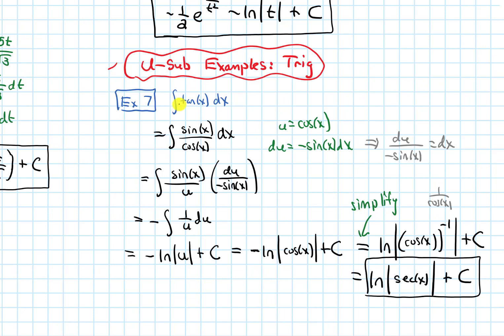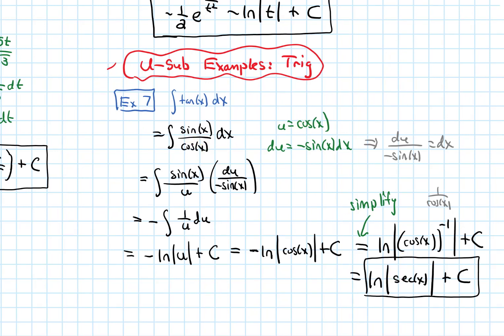We got the same answer using this other u substitution that we got the first way, letting u be equal to cosine x. It's just that letting u equal cosine x was a lot better. It was a lot quicker.